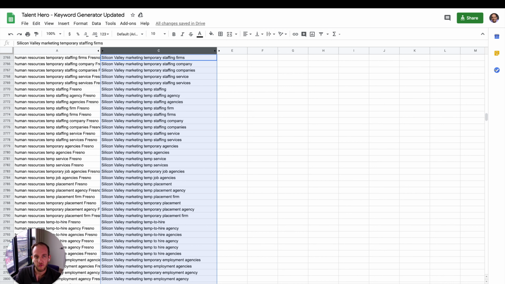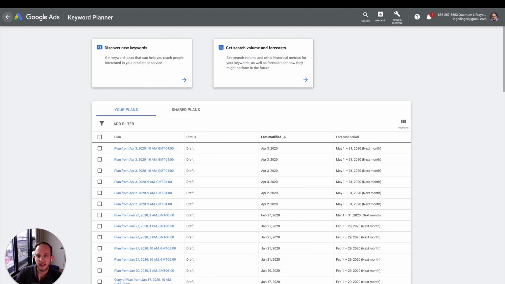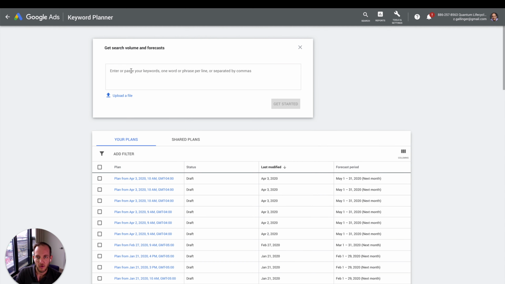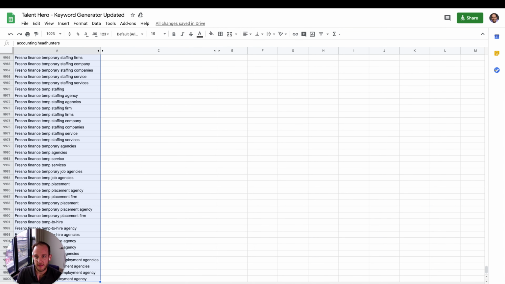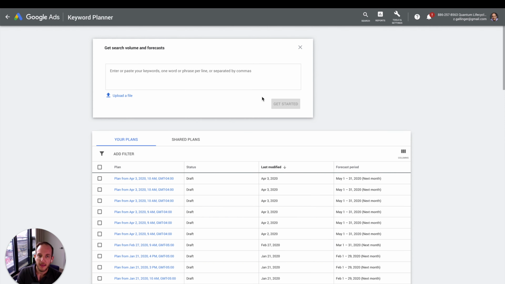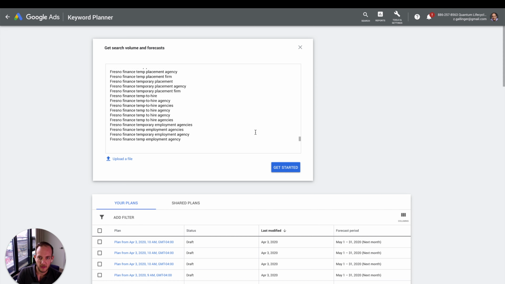Okay, so we have all these keywords. What do we do next? The next thing we do is go into Google Ads Keyword Planner. We basically get search volume and forecasts. We paste in our keywords. We can only do 10,000 at a time, and it's a lot of keywords to paste. And we click Get Started.